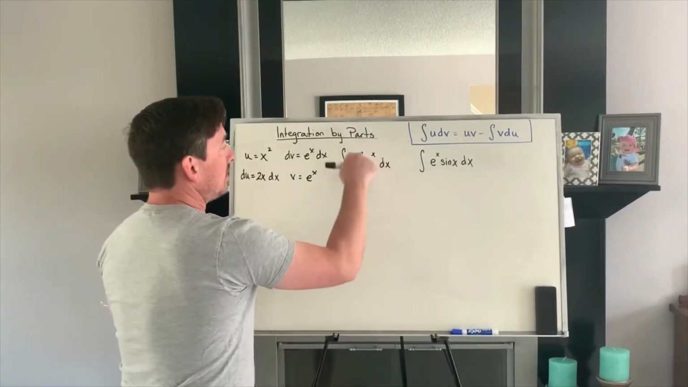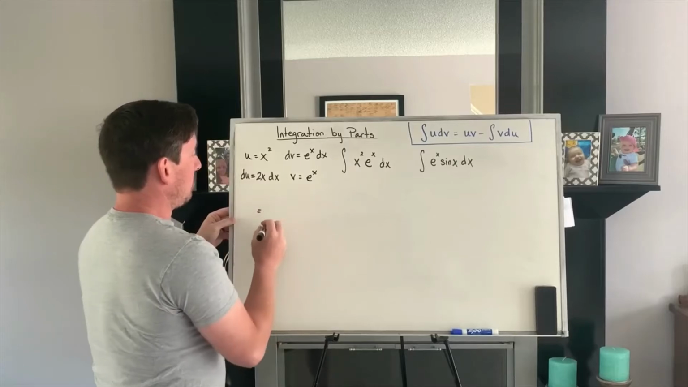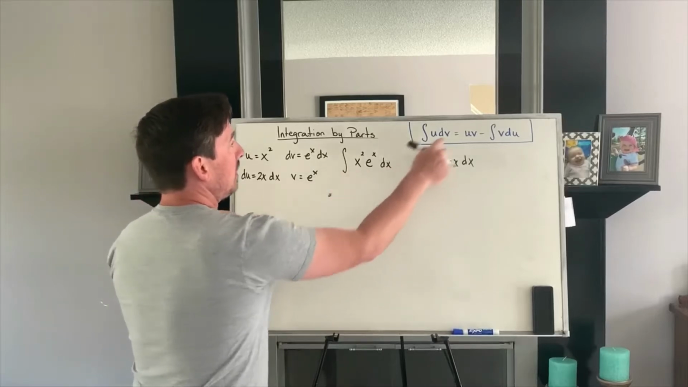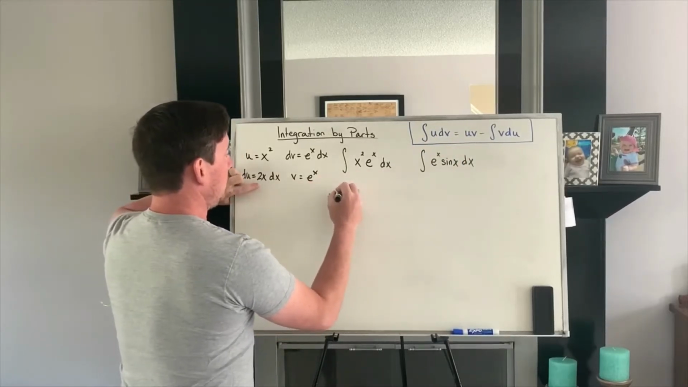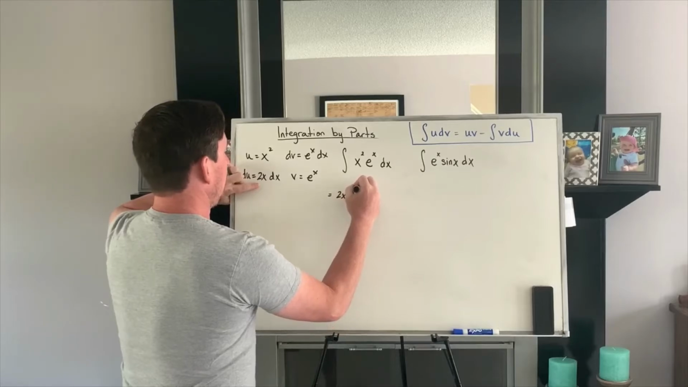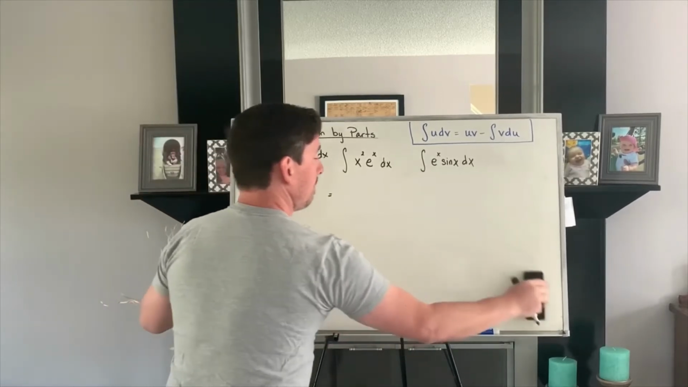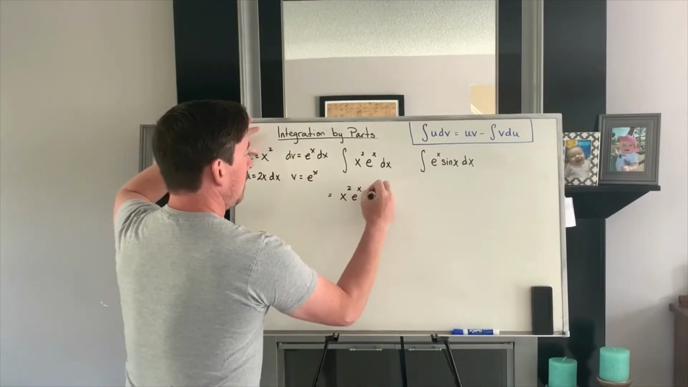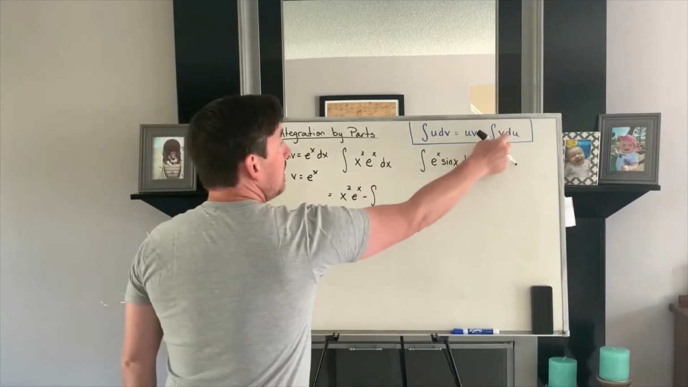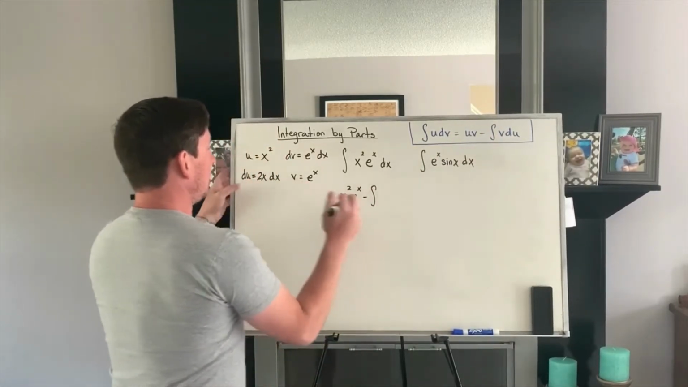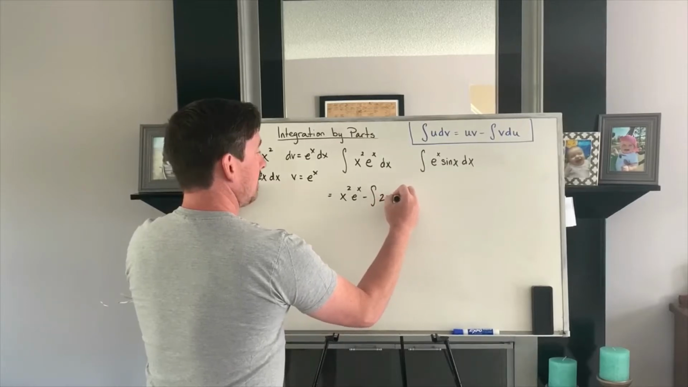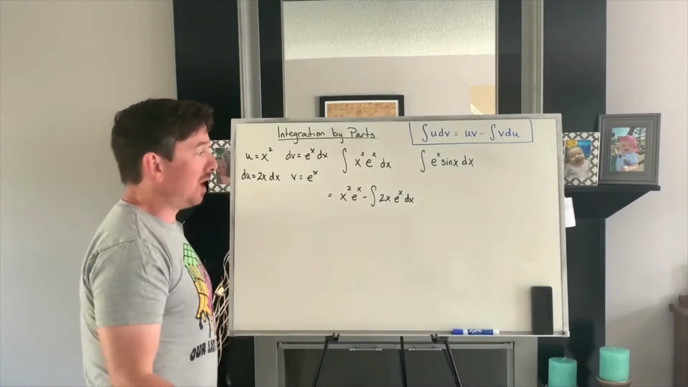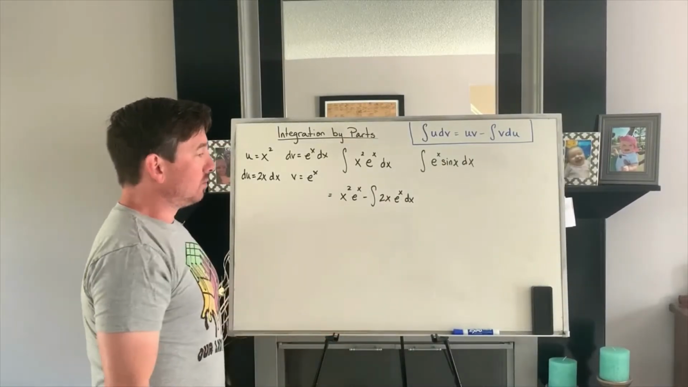So let's just expand this. This thing becomes u times v, this x squared e to the x, minus the integral of v times du, so that's these guys, 2x e to the x dx. Okay, now here's the problem. This integral we still can't handle.